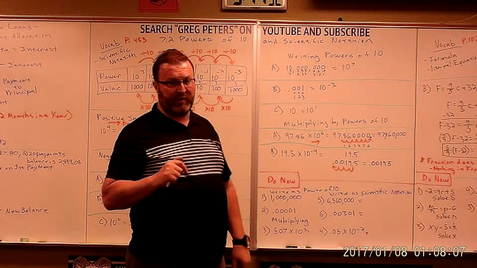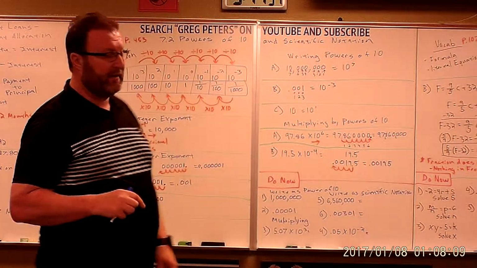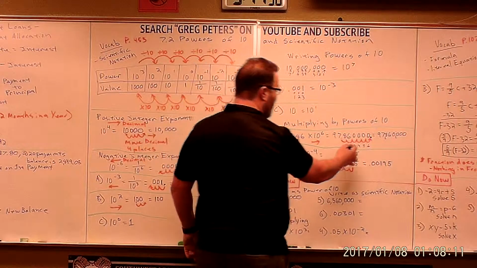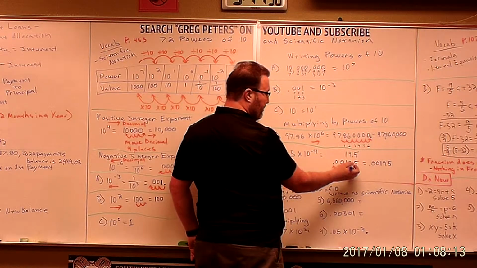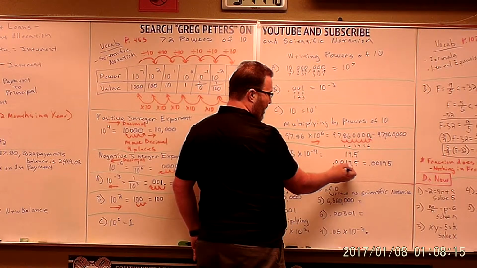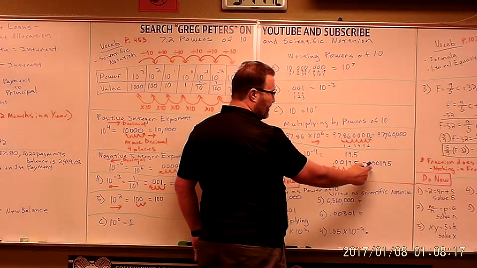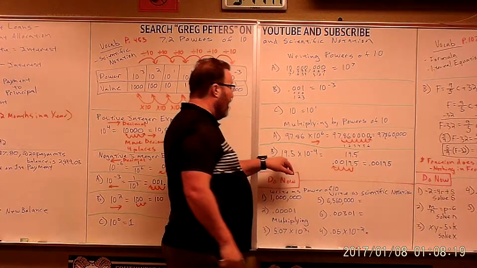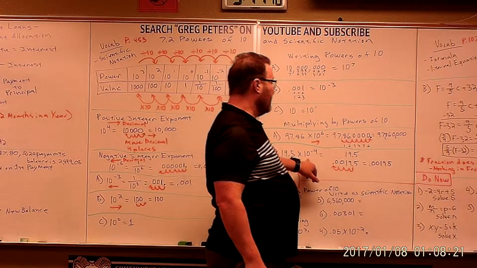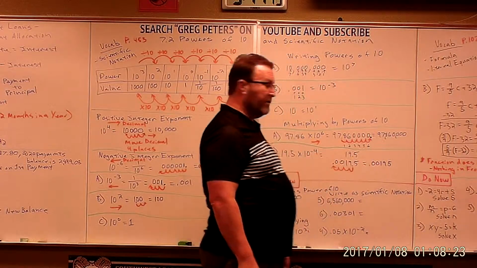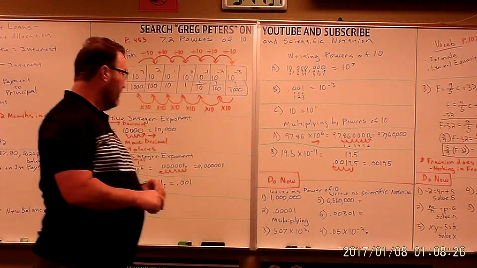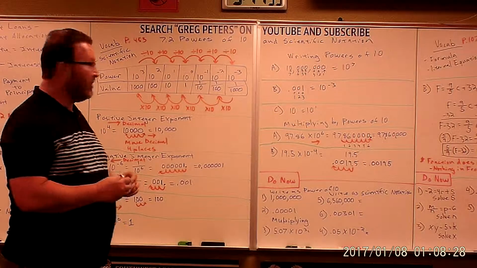Remember, this doesn't just count the zeros. This counts the actual places. Okay? So we're going to go from this 9.5. We're going to take this decimal place and we're going to move it over 4. 1, 2, 3, 4. There's our decimal place. This is our final answer. So 9.5 times 10 to negative 4 is 0.00095. Any questions? No. Okay, let's go through this real quick.